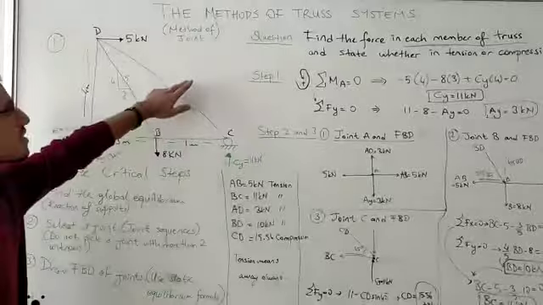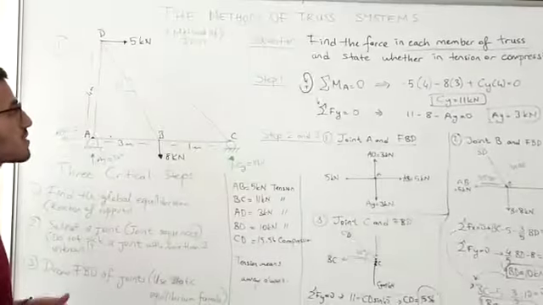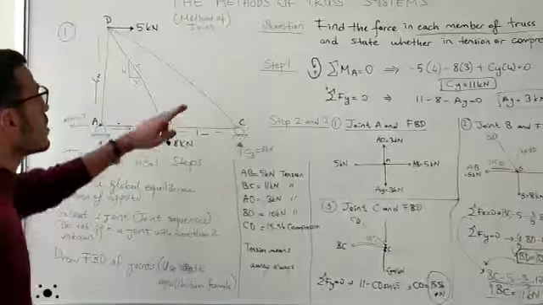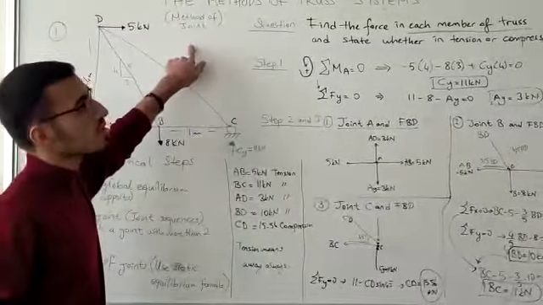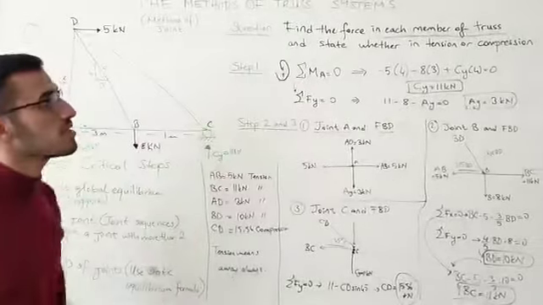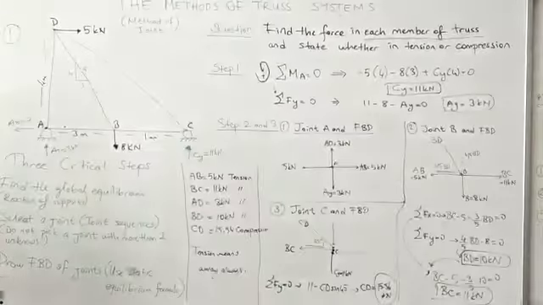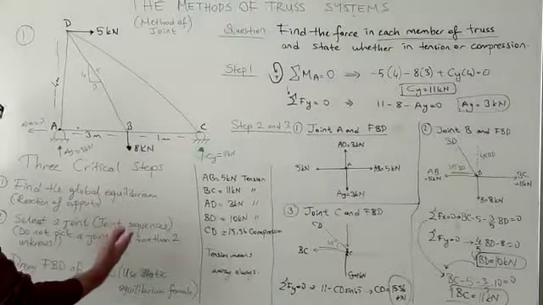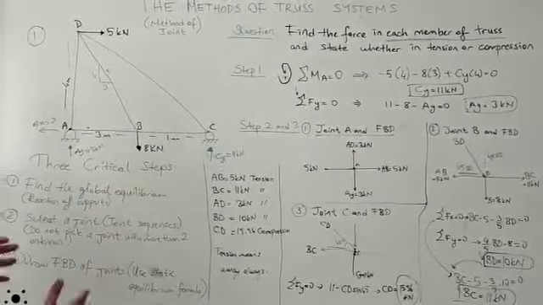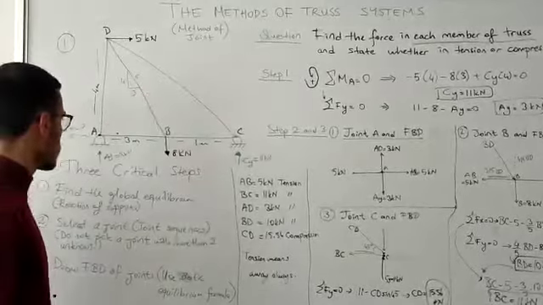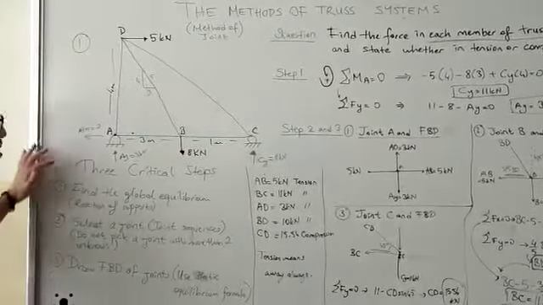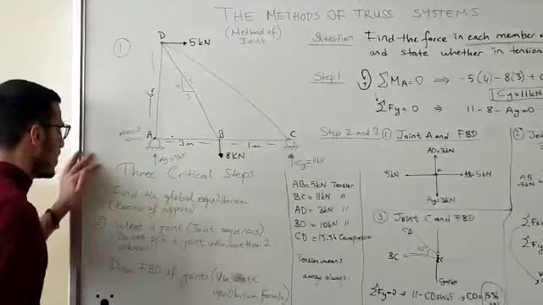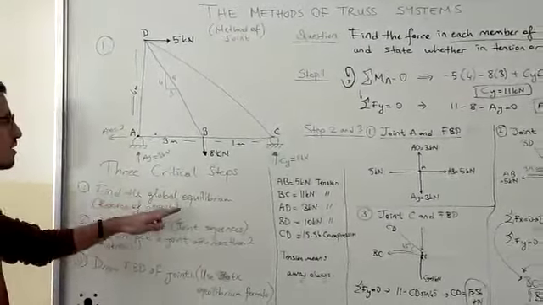In the statics course, when we want to solve truss system questions, we need to use two methods. The first one is the method of joints, and the second one is the method of sections. Here we have a simple example to understand the method of joints better. If you want to use the method of joints, we have three critical steps. The first one is to find the global equilibrium.